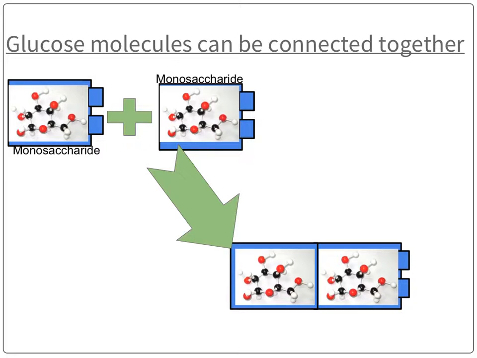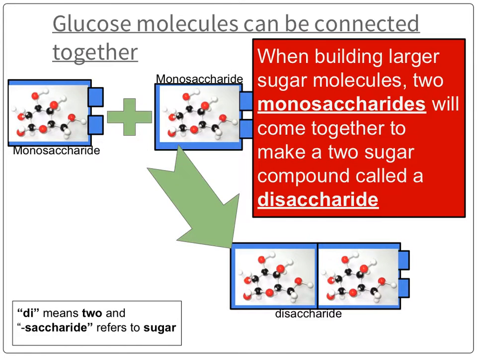So the plant will take one molecule of glucose right here, okay, and another molecule of glucose, and literally combine them together. The glucose molecules can be connected together, and if you remember from previous lessons, when two monosaccharides are combined, it forms a disaccharide. So this is a two-sugar compound called a disaccharide. And of course, this is just one example.